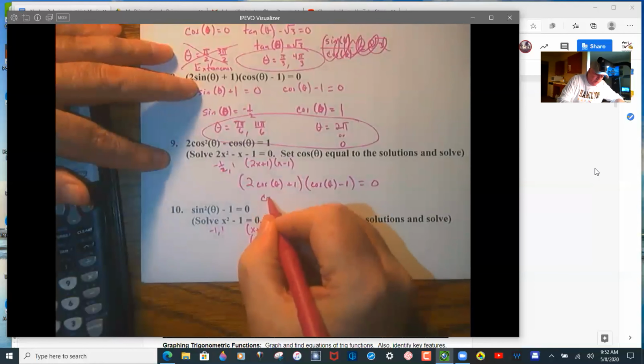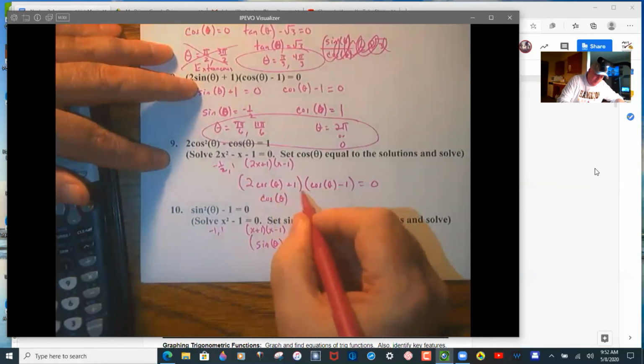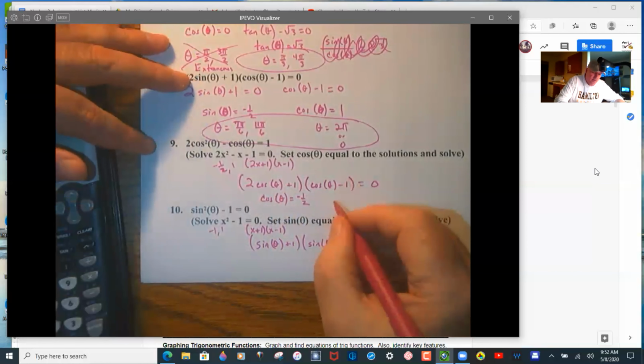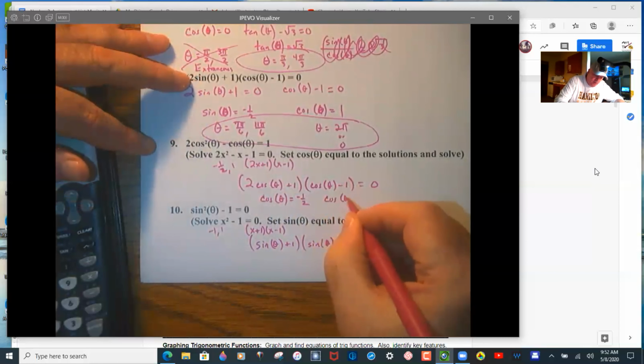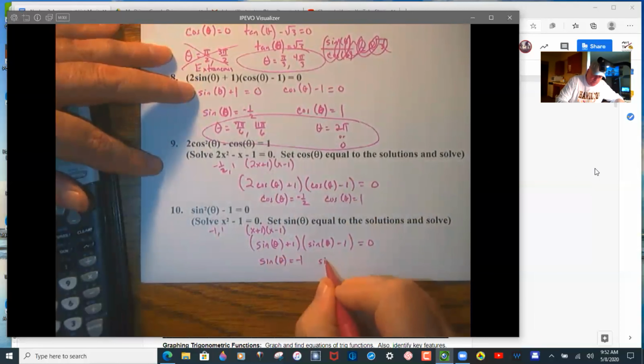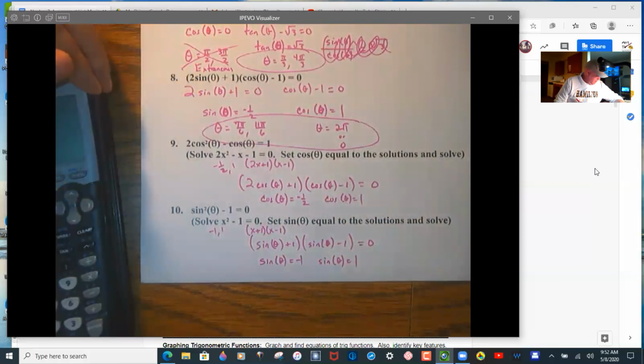So where is cosine of theta? So this whole thing gets equal to 0, and when you solve it, you'll get -1/2. Subtract 1 over and divide by 2. And then this one equal to 0 gives you 1. So where on the table is that true?